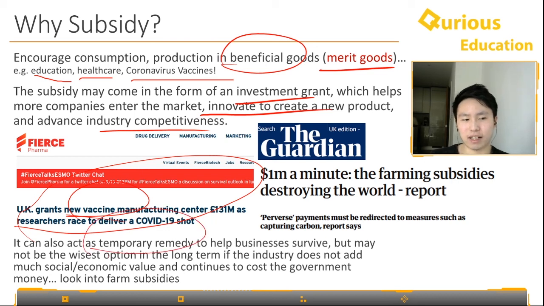Subsidies can also be a temporary remedy, so it can help businesses survive. But of course, if we drag it out, or if we aren't paying subsidies or using them efficiently, then we might end up with the farm subsidies example, right? Where a lot of the money isn't going to those that need it, and we are helping businesses survive, but they're not actually progressing. Or we're helping a dying industry continuously, which is not competitive, and they would die eventually in the end anyway. So that would be a waste of government resources.